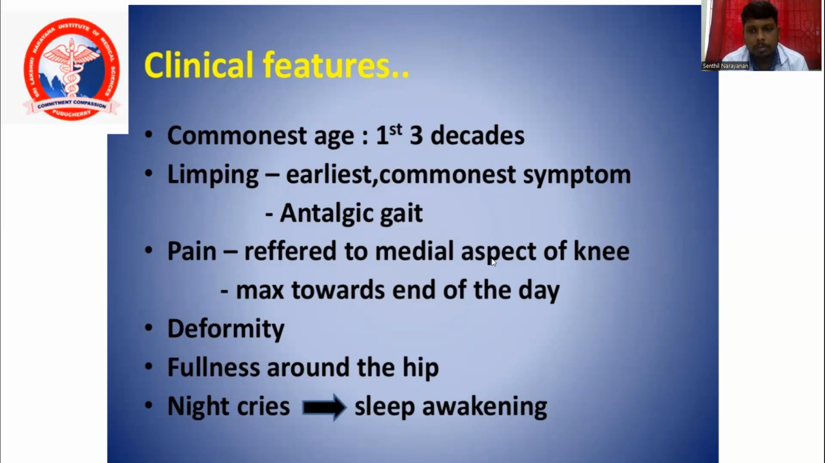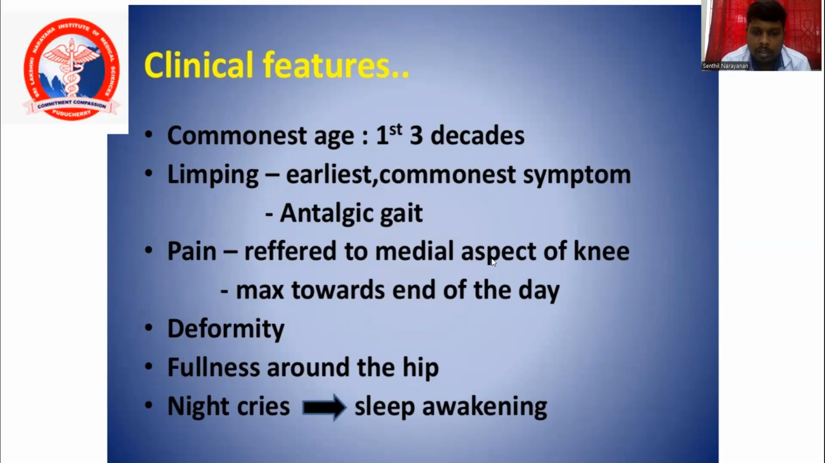Pain is referred to the medial aspect of the knee, maximally towards the end of the knee. Hip pain is usually referred to the knee because the posterior division of the obturator nerve supplies both the hip joint and the knee joint. There will be deformity and fullness around the hip, and there are night cries, which usually cause sleep awakening.